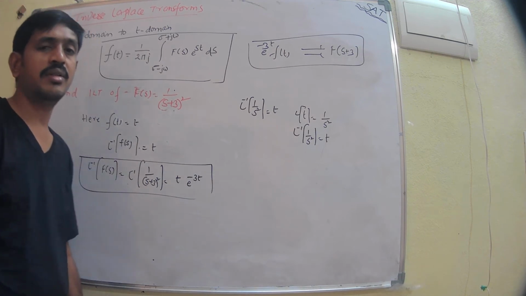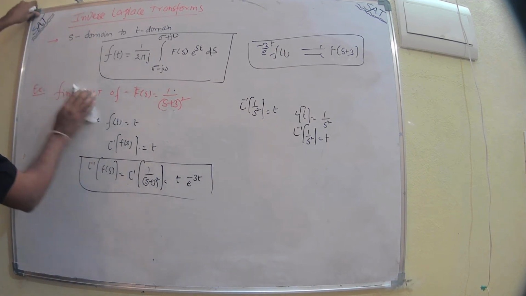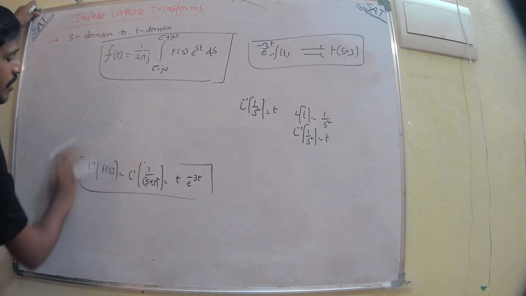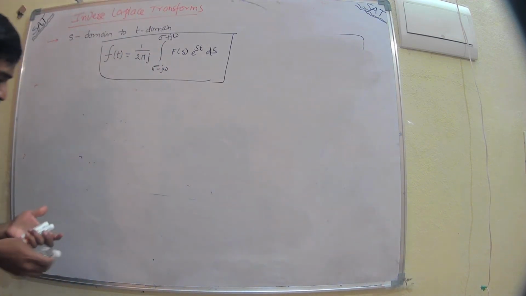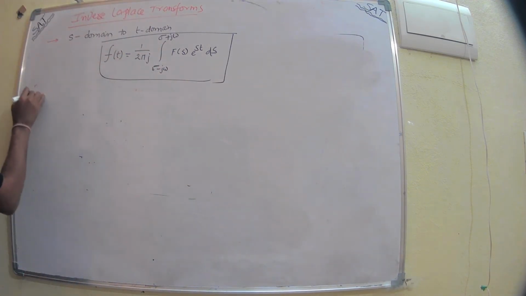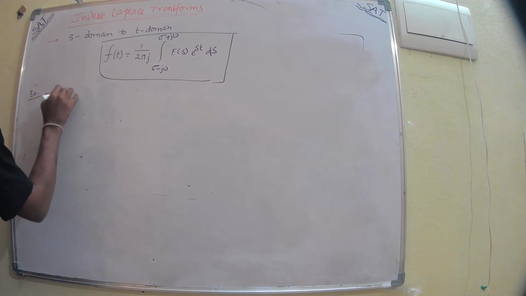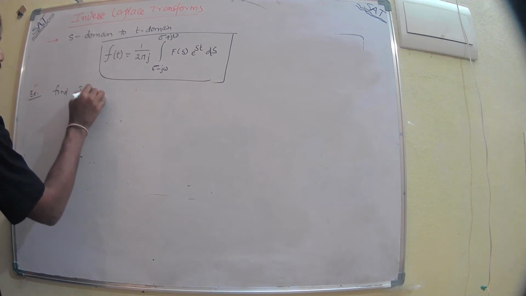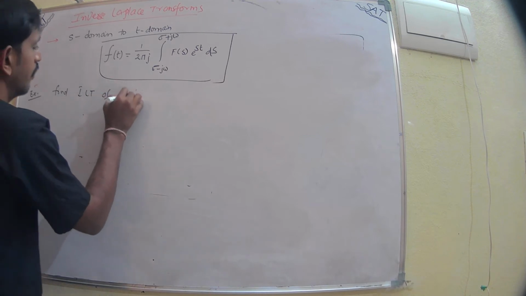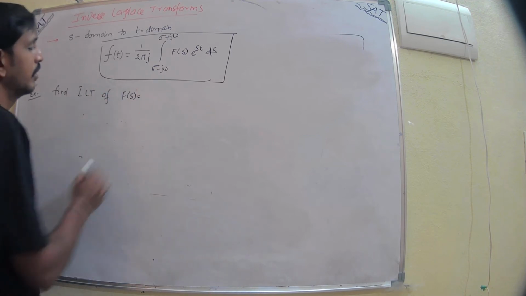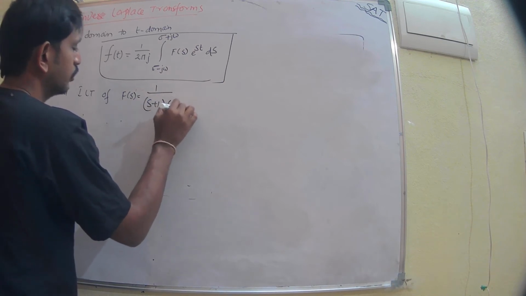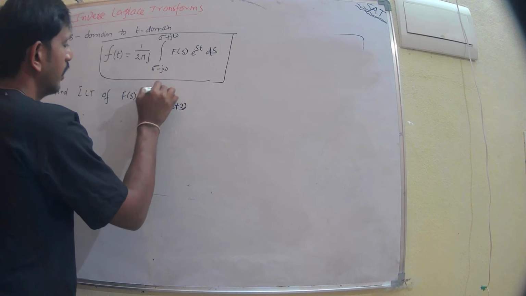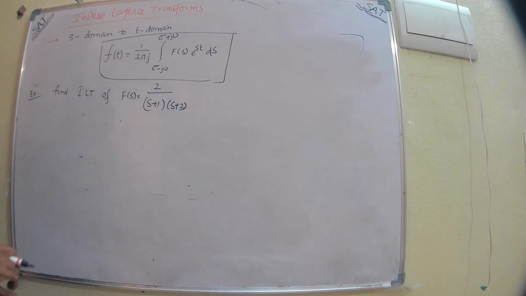Okay, let's see one more problem. Second problem. Find the inverse Laplace transform of F of s equals 1 by (s plus 1)(s plus 2), or 2 by (s plus 1)(s plus 2).